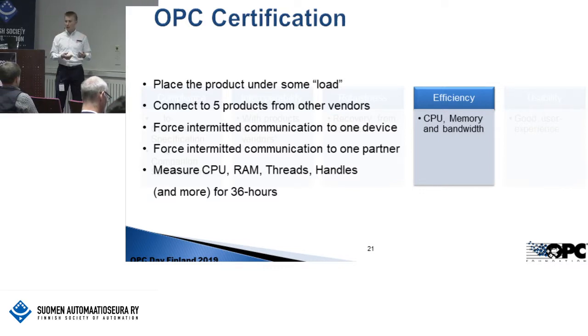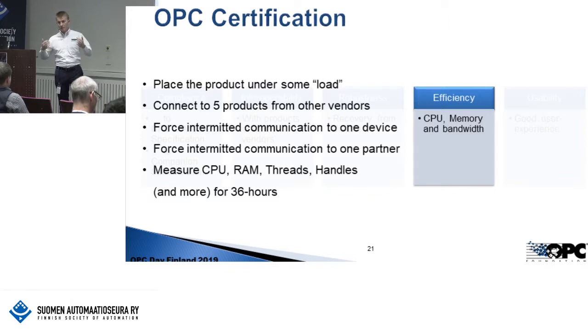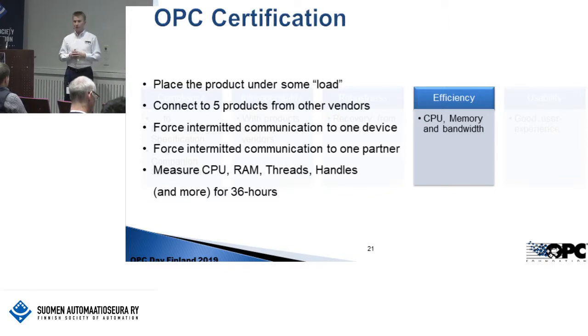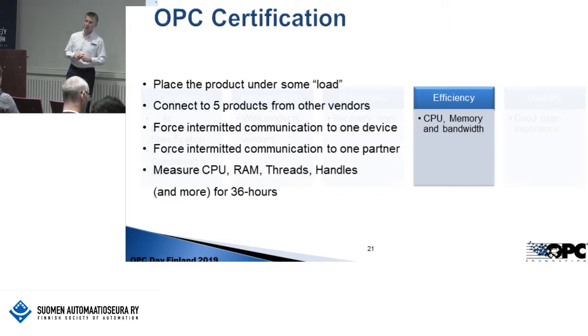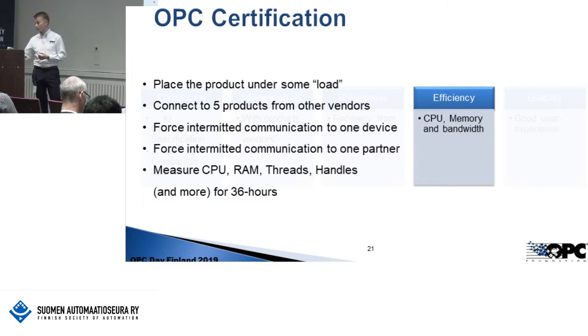So what we do here is combine all the tests that we did before: the compliance, the interoperability, and the robustness. Then we really force an intermittent connection on a data source, force an intermittent connection to one of the communication partners, let that run for 72 hours, and at the end see if there are any leaks in resources like CPU, RAM, threads, handles, or anything else.